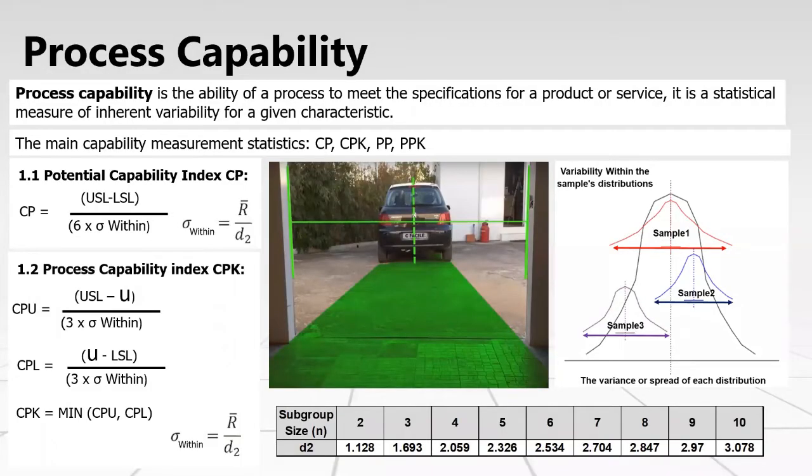The process capability is measuring the inherent ability of a process to deliver certain products or services within limits of specifications. The inherent variations are always existing in our processes and can be controlled.